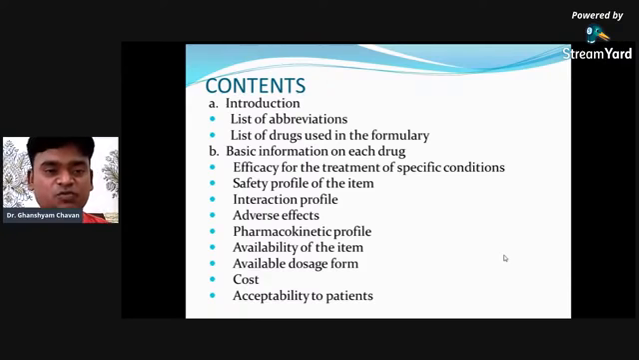Now, interaction profile. Nowadays, drug interaction has become very common. Lots of people are losing their life due to these drug interactions. If you are giving two drugs at the same time, one drug may affect the action of another drug. One may alter the effect of another drug. Either it will decrease the effect or it will increase the effect.